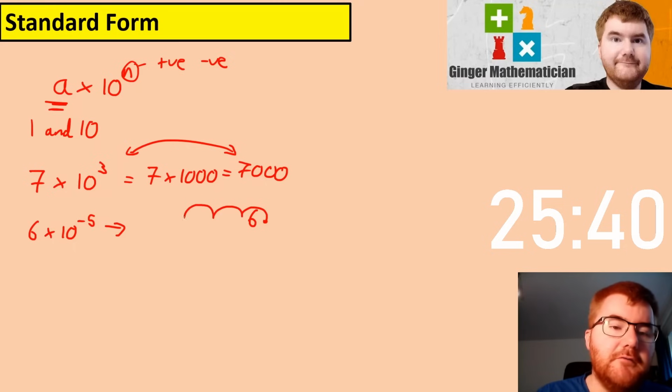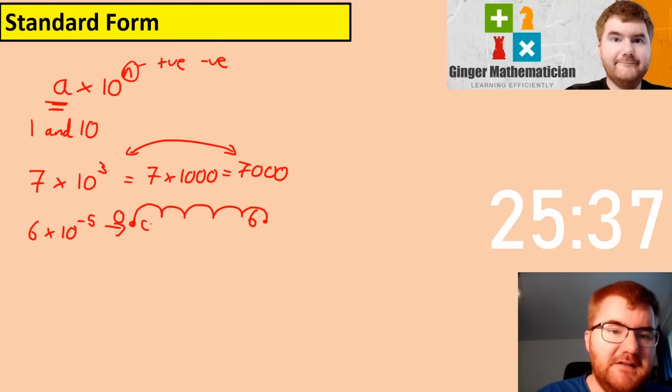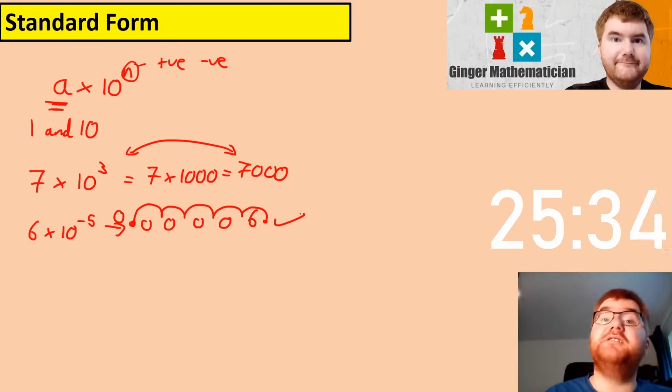1, 2, 3, 4, 5. 0 here, 0's in the gaps, and then it gives me my answer in standard form.